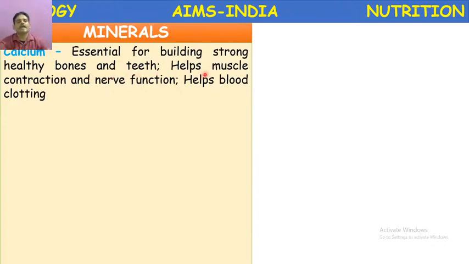teeth. Next, calcium helps in muscle contraction. It's also a very important function. And nerve function. It also helps in the clotting of blood. Calcium acts as one of the factors in the clotting of blood. And it is also required by lactating women for the production of milk.